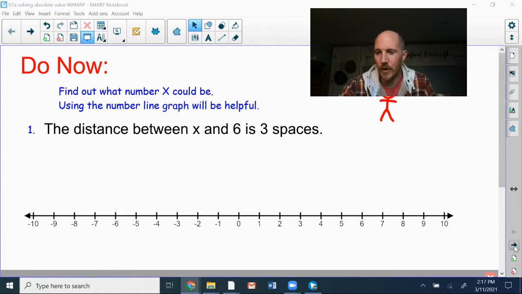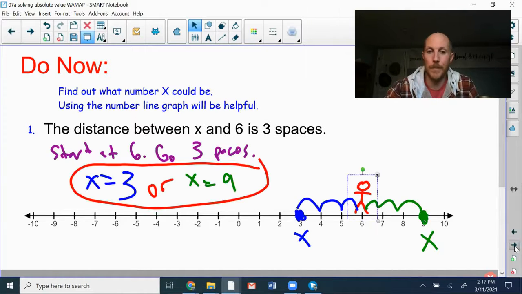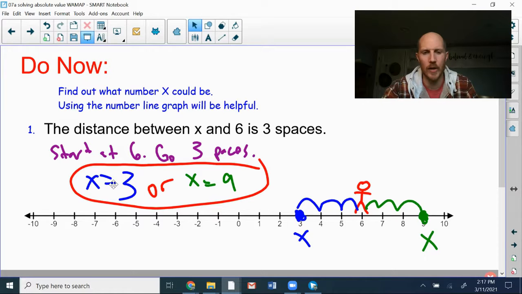All right, hit pause so you get that figured out. Nice work. So we're going to use my little graph walker to help us get this sorted out. If I put my little graph walker at 6, I can go either 3 spaces to the left and end up at 3, or 3 spaces to the right and end up at 9. So 2 possible solutions: either x is 3 or x is 9.